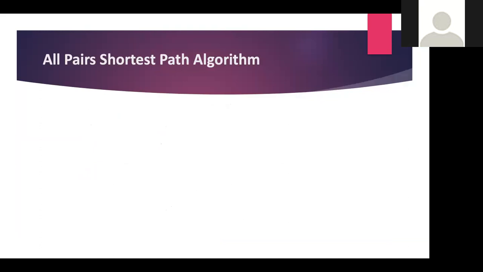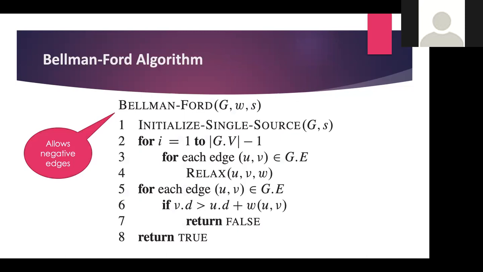Quick question. In the Bellman Ford, we have to relax the edges n minus 1 times. Correct. Why is that right?